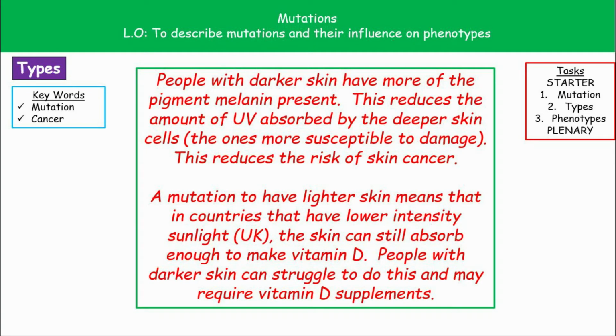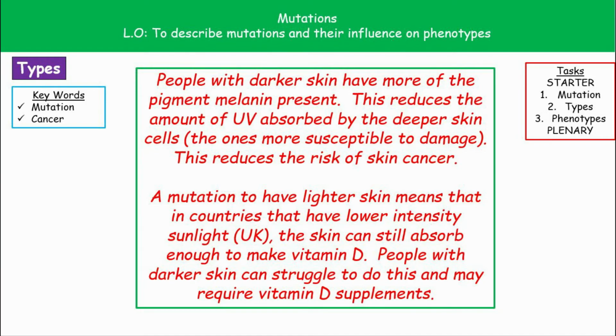Let's double check to make sure we got the key points. So hopefully we know that people with darker skin have a reduced amount of UV absorbed by the skin cells. And it's more important that this is true of the skin cells deeper within the actual body, because those are the ones that are more susceptible to damage. Because they're absorbing less of that UV, those delicate cells are less susceptible to damage, which means you reduce the risk of skin cancer.